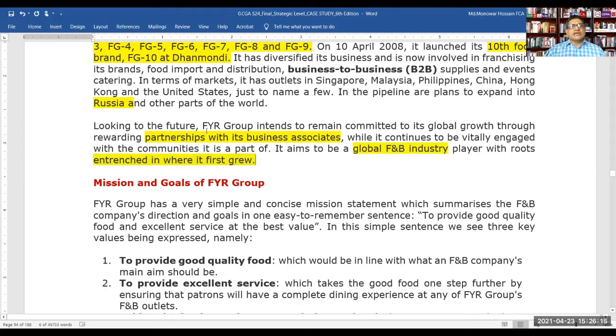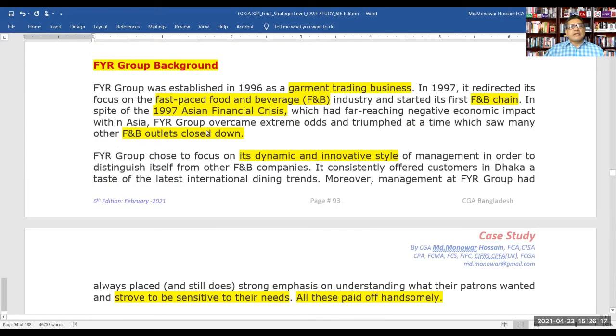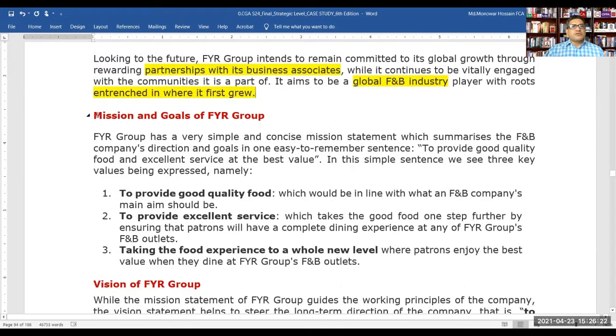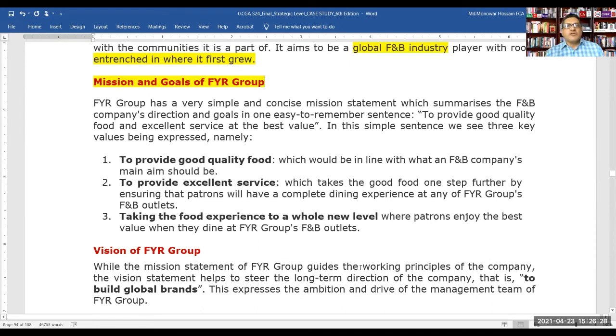So this is the company's background and their strategy. Here is the mission and goal of the FI Group. FI Group has a very simple and concise mission statement which summarizes the FB company's direction and goals in one easy to remember sentence.